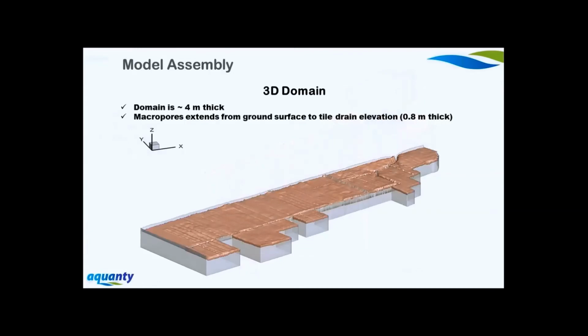We also put in macropores. From the surface down to tile drain depth, which is about 0.8 meters down to about 1 meter, we've got about 4 macroporous soil layers. Overall, the model domain is about 4 meters thick. And you can see with the LiDAR topography, we're picking up very detailed surface flow characteristics that at this scale actually influence the surface water flow characteristics at the outlet of the basin.